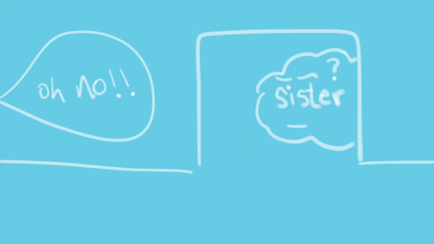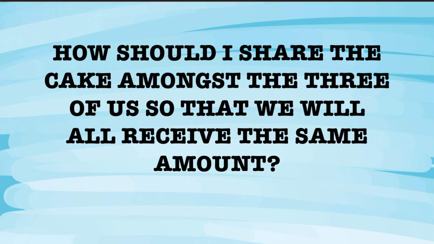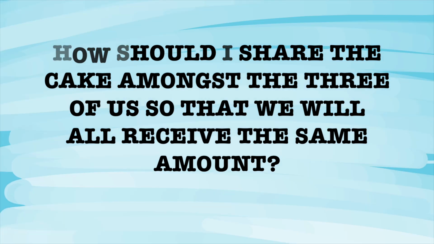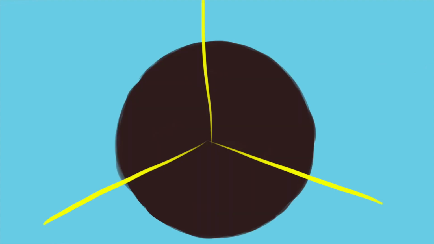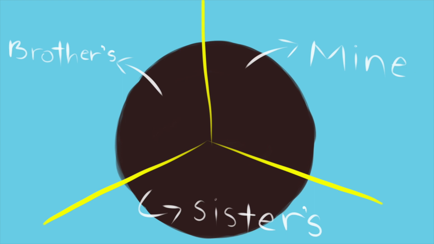Oh no! Suddenly, our sister came into the kitchen. Now she wants some of the cake. How should I share the cake amongst the 3 of us so that we will all receive the same amount? So now that there's 3 of us, we should cut the cake into 3 parts. Each of us gets 1 piece of the cake. My brother will get 1/3 of the cake, my sister will also get 1/3 of the cake, and I will get 1/3 of the cake.